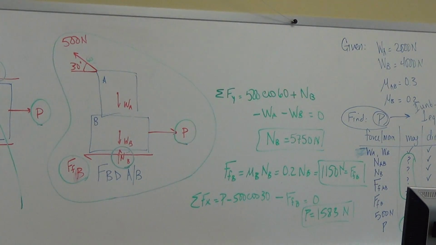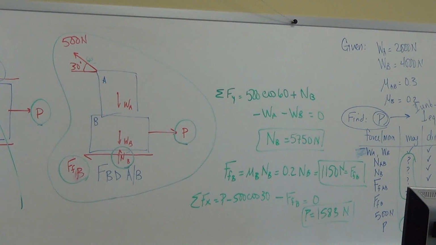Okay, so what did the question say? It said, find out if the system would be in equilibrium for P equal to 2500. Well, let's go back to David, your question. Your question was, do we have to analyze the surface between A and B, right? So let's just take a look at this.